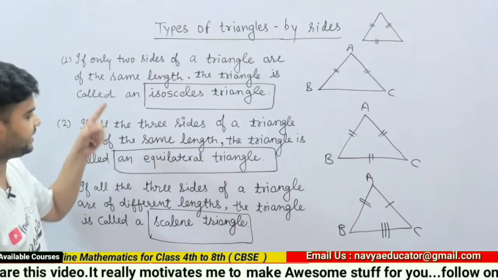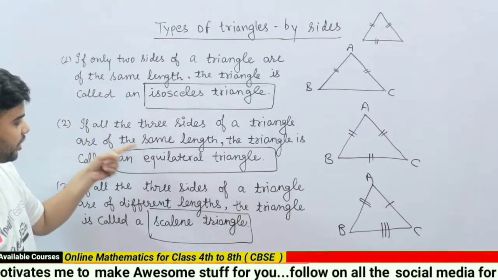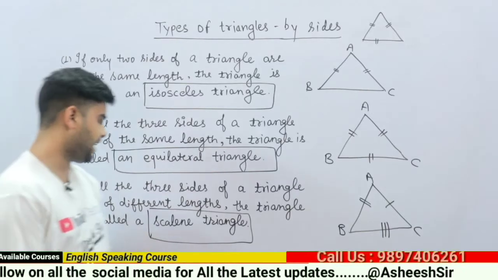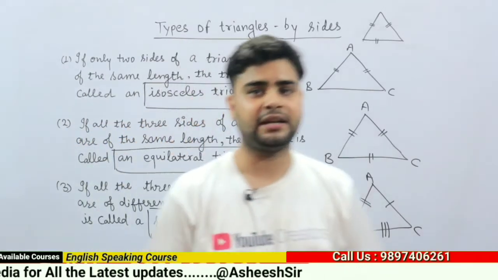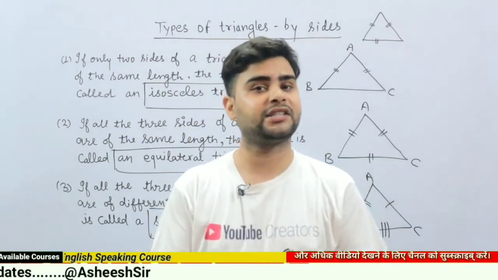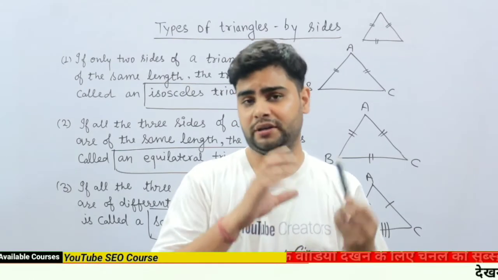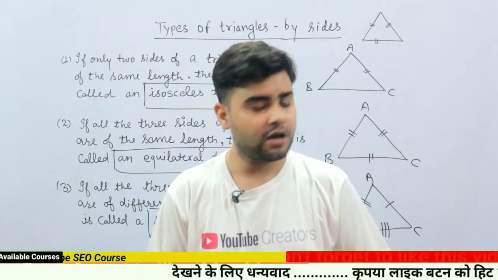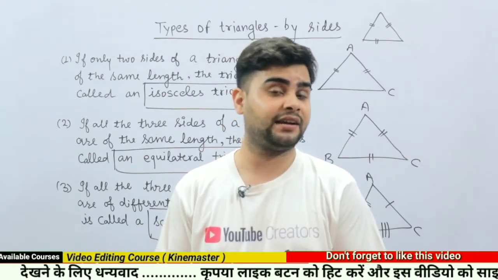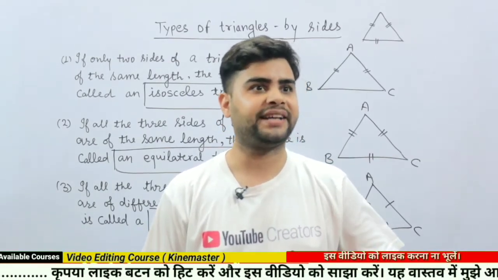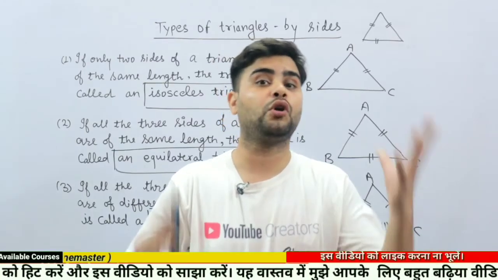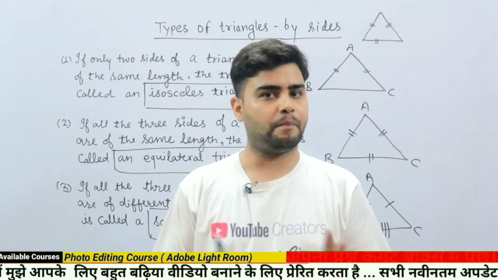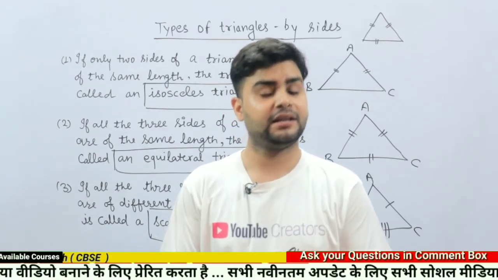So we have divided triangles according to their sides into three parts: isosceles, equilateral and scalene triangles. I hope you got it. This is very important, student. Never be confused about triangle names. Just check whether we are telling the type of triangle by their sides or by their angles. So keep in your mind how the question is asked to you, by the sides or by the angles. Keep it in your mind.